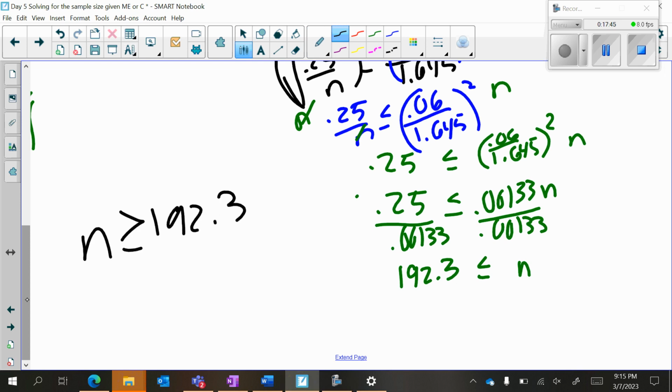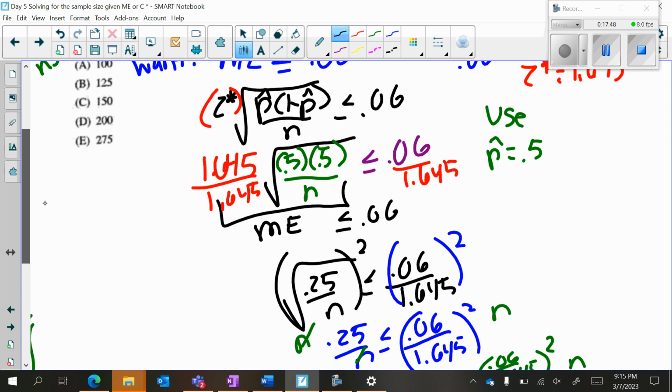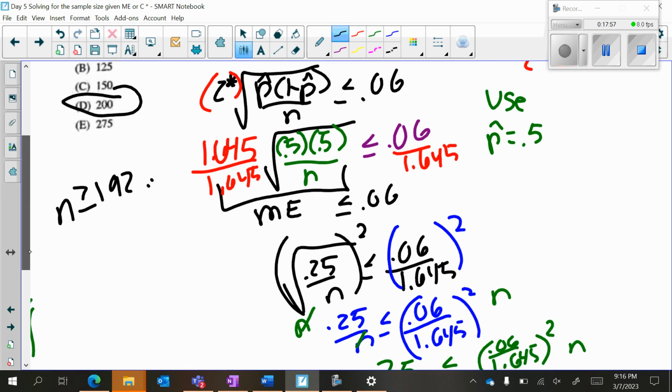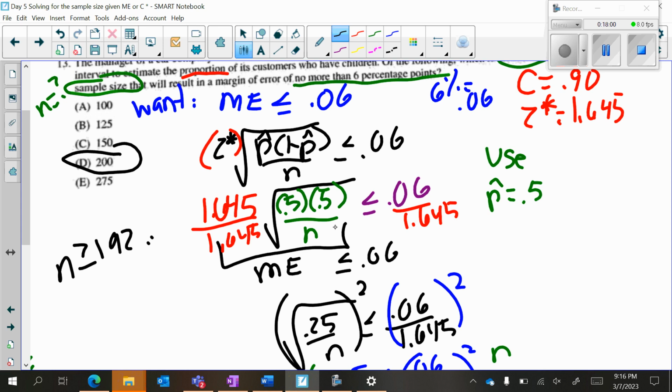So the first sample size that's greater than 192 out of the mix is choice D, 200. So let's say you had done the plug-in method. When I say plug-in, I mean go to the choice 100, plug in 100 in here, see if this thing is less than or equal to 0.06, etc. I'm hoping that you realize that the one that works is 200, the first sample size that's big enough that it will be less than or equal to 0.06.